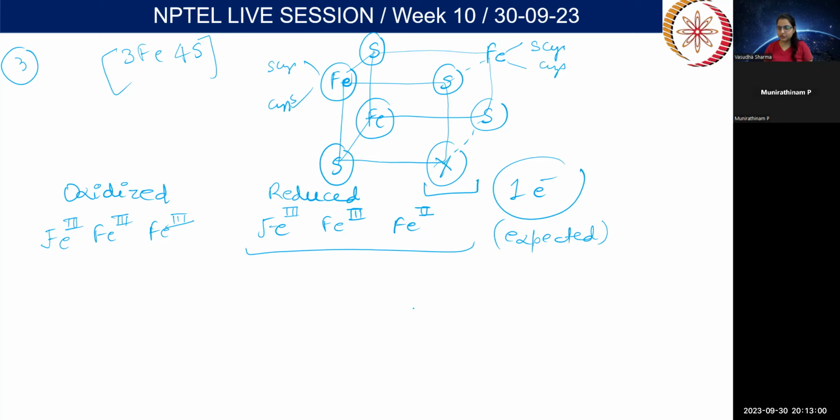Or if you take the reduced form earlier, this system exists as this particular reduced form where it is +3, +3 and +2, and it will give 1 electron to somebody, and therefore it becomes an oxidized form, 3, 3, 3.